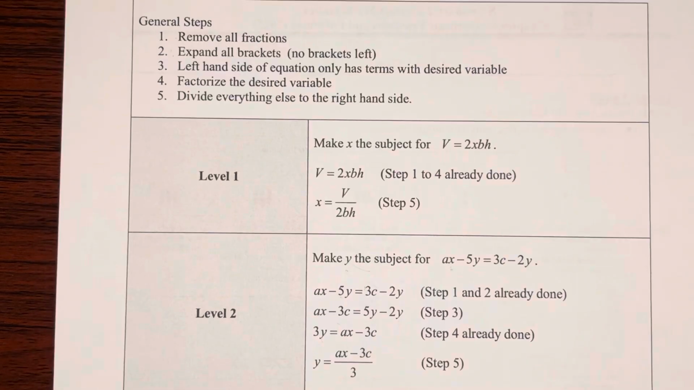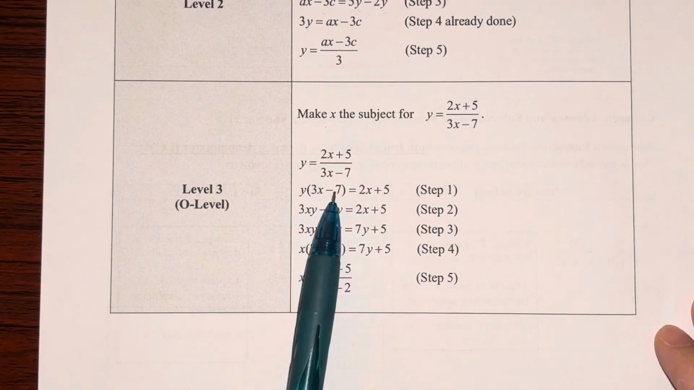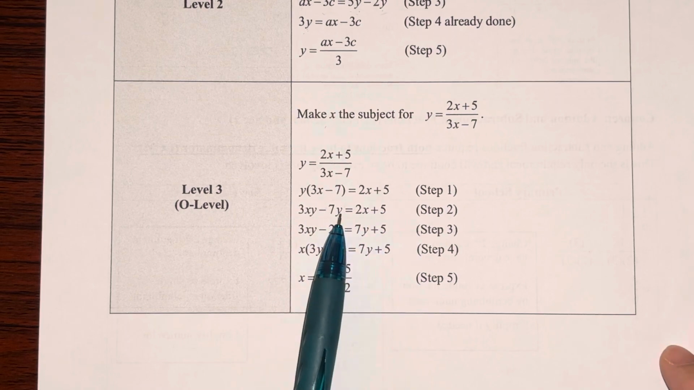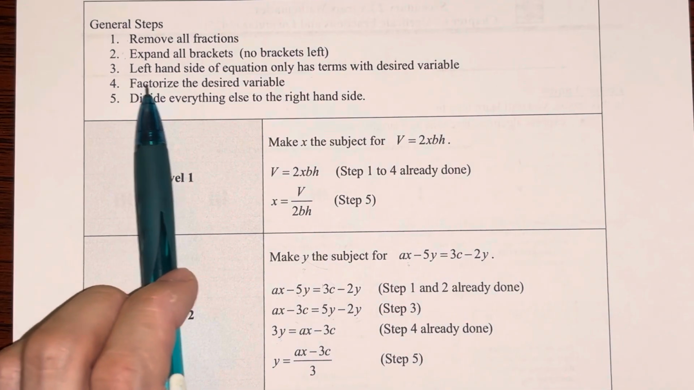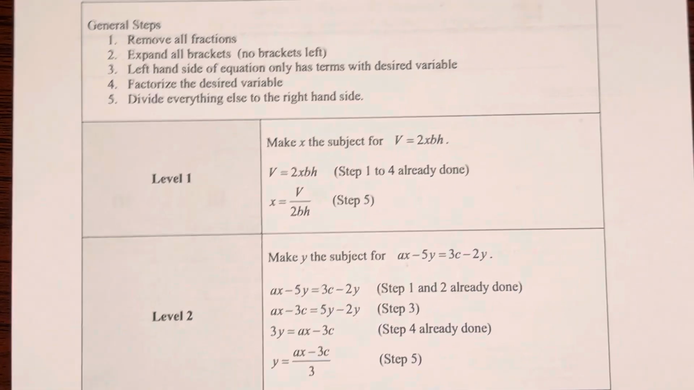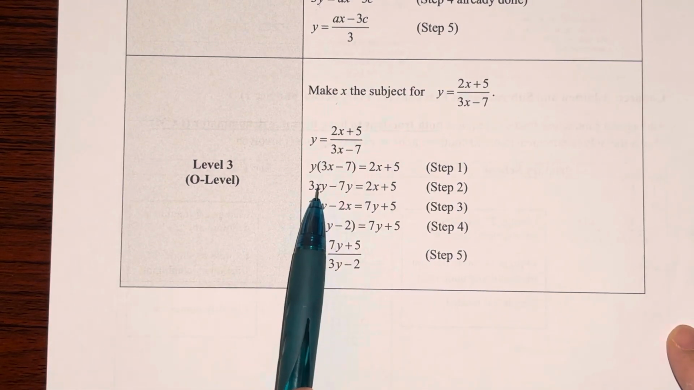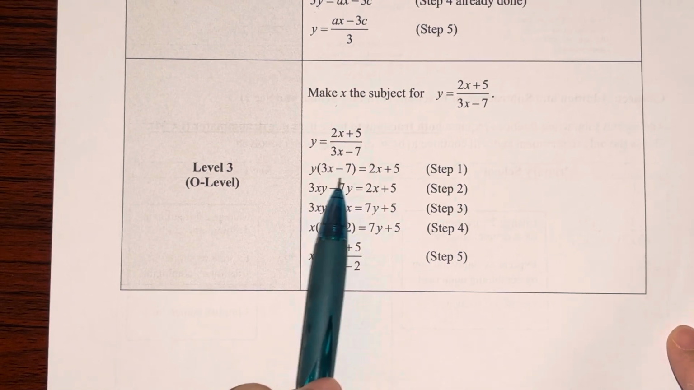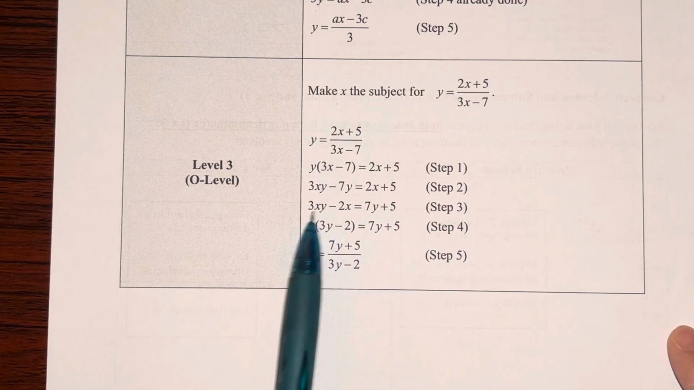Step 1 done. Let's look at step 2: expand all the brackets. There should be no brackets, and there's a bracket here. I'm just going to expand. At step 2, there are no more brackets left. Step 2 is done. Next, I need to group all the variable I want to one side. In this case, I want x. I have an x here, I have an x here. So I'm going to move this 2x to the left, and this one has no x, so it needs to go to the right. At this point, step 3 is done.